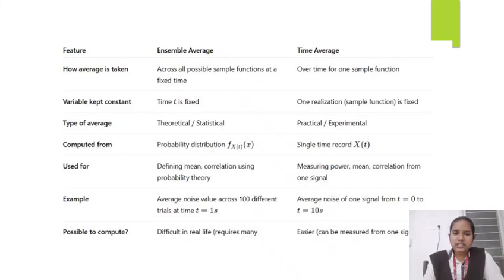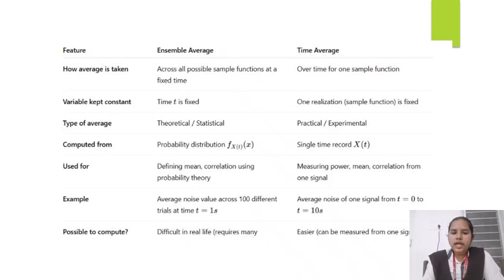Here we see the difference between ensemble average and time average. Take some features as examples. First one, how average is taken. In an ensemble average, it is across all possible sample functions at a fixed time. In time average, it is over time for one sample function. Variable kept constant: in ensemble average, time t is fixed.